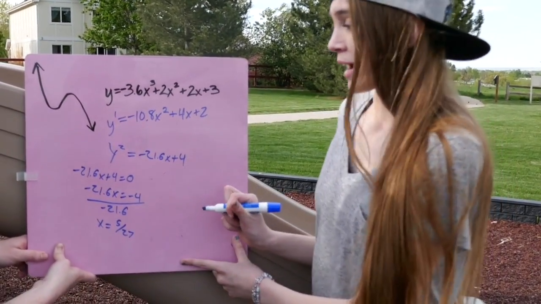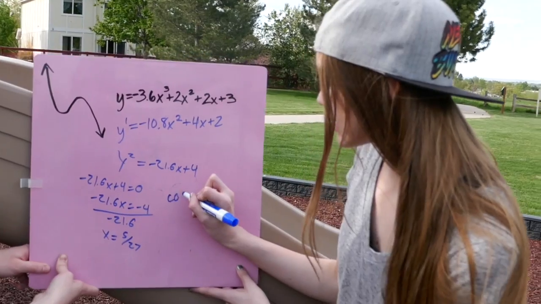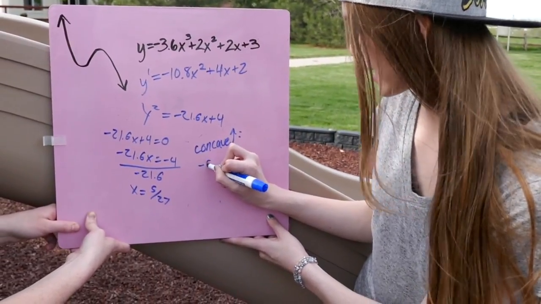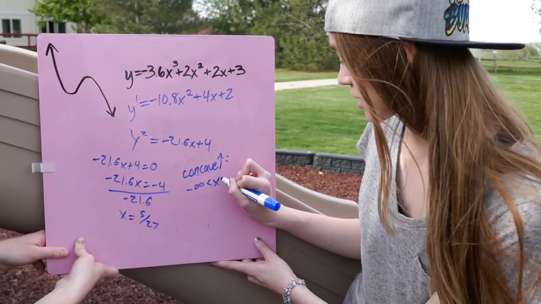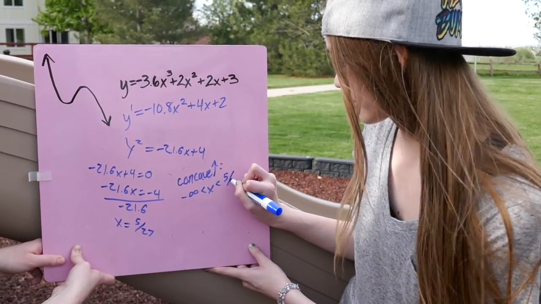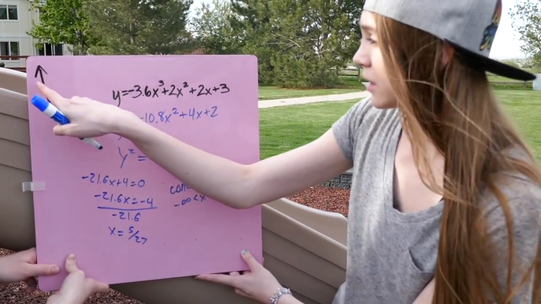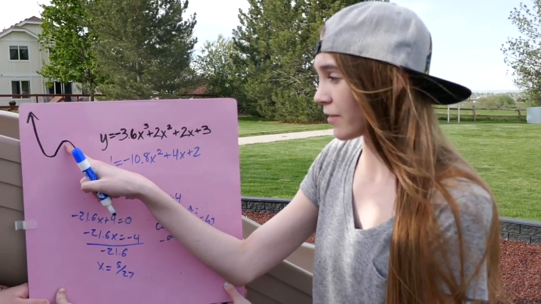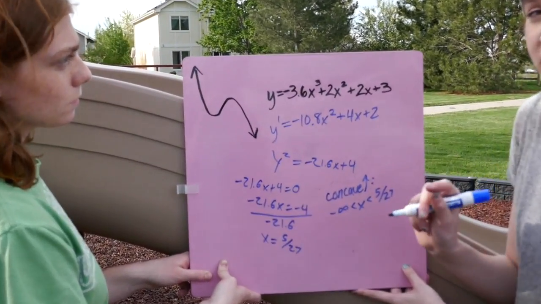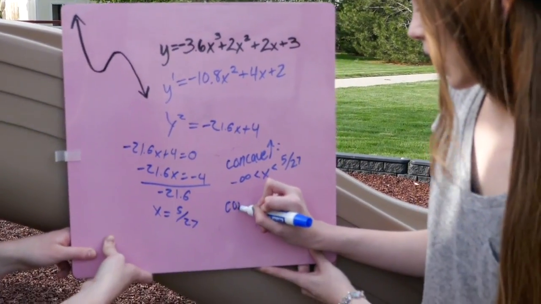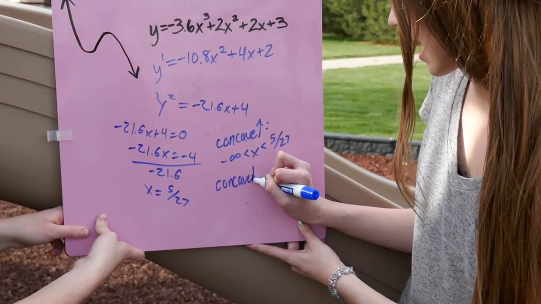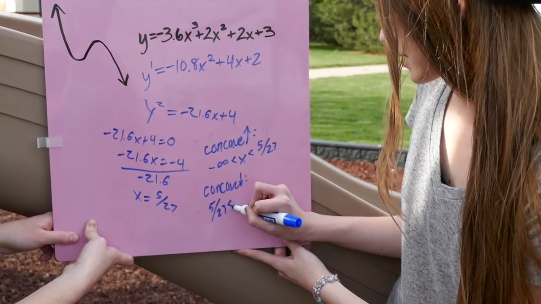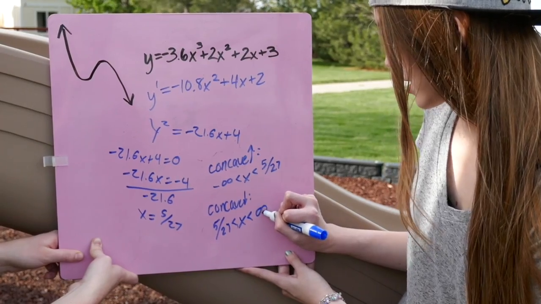To express this as a range, you would write it as it's concave up from negative infinity is less than x, which is less than 5/27, and it's not going to equal 5/27 because right here where the concavity switches, it's neither up nor down, which means that it's concave down from 5/27 is less than x, which is less than positive infinity.